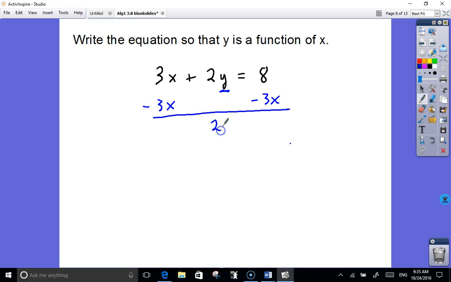2y equals. Now, how are we going to write what's on the right side of the equal sign? You could write it either way. You could say 8 minus 3x, or you could write 2y equals negative 3x plus 8. Which property is it that says that the order is not important? Commutative property, right? So either one is okay.